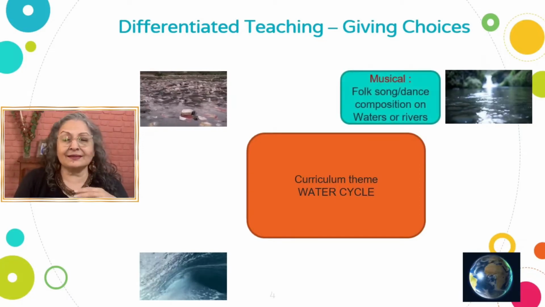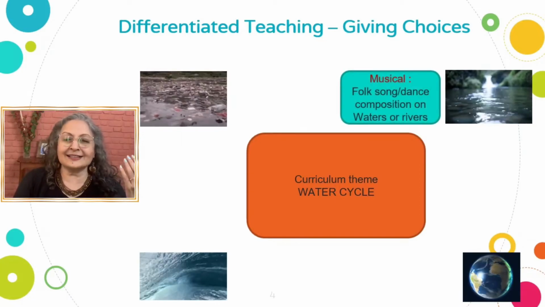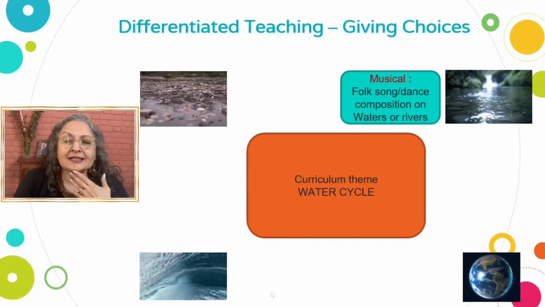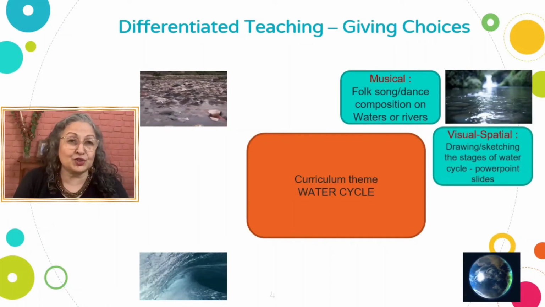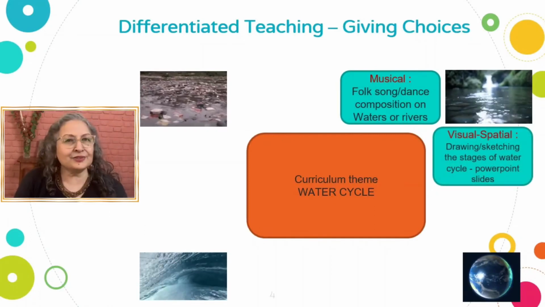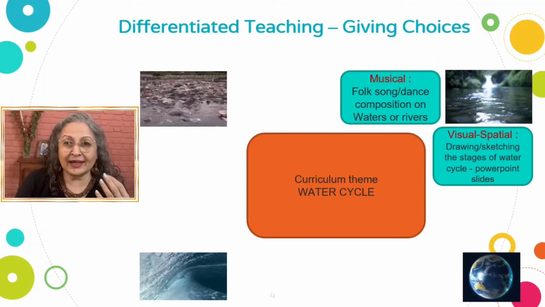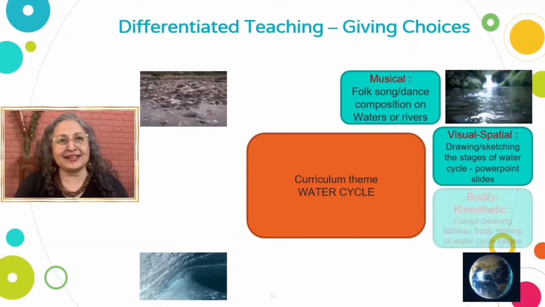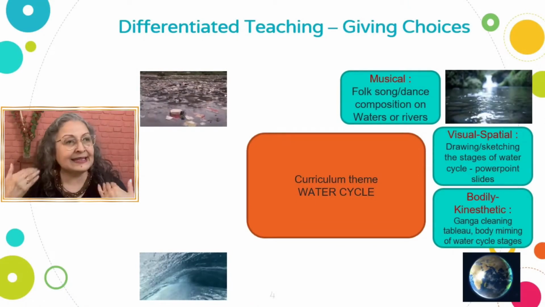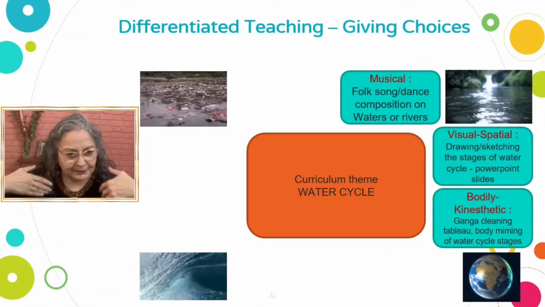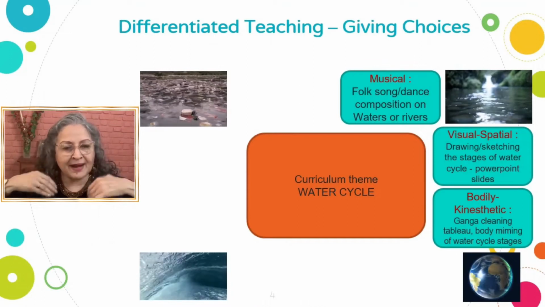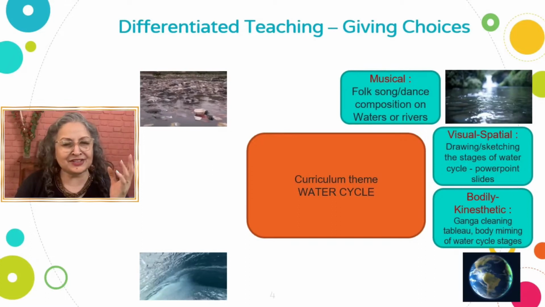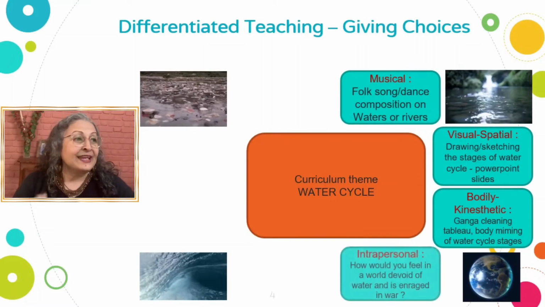So if it's musical, I might say a folk song, a dance, a composition on water or rivers. If it is visual spatial, I might say anything to do with drawing, sketching, creating charts, creating PowerPoints. That's for visual spatial interest. For bodily kinesthetic, it's got to do with using your body. So miming, tableaus on the rivers, on the various stages of the water cycle, and so on.